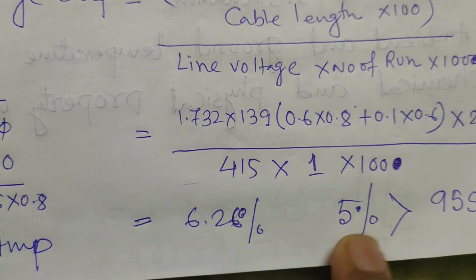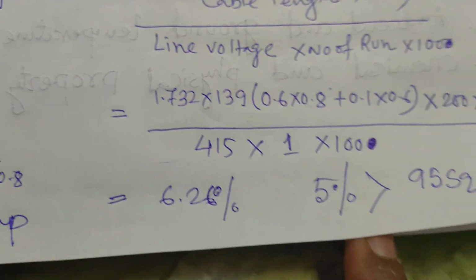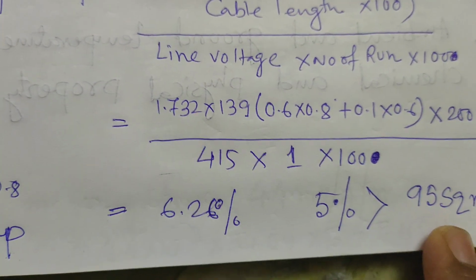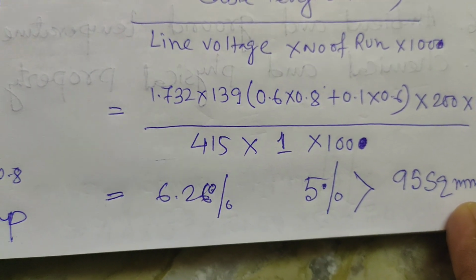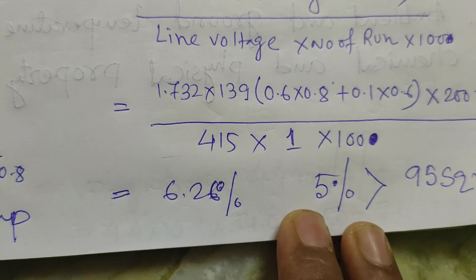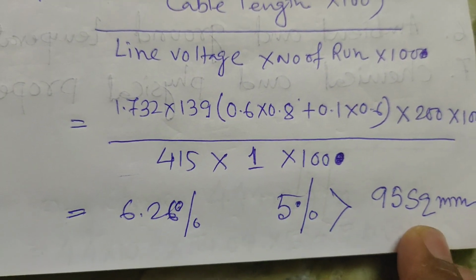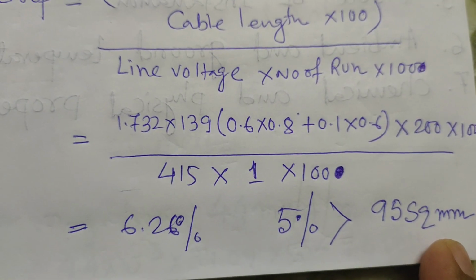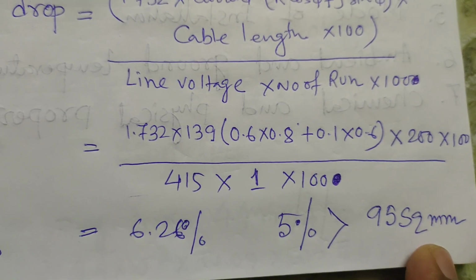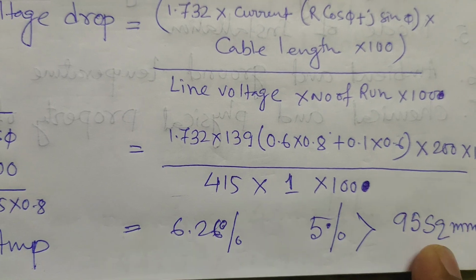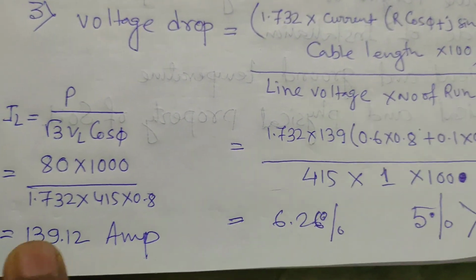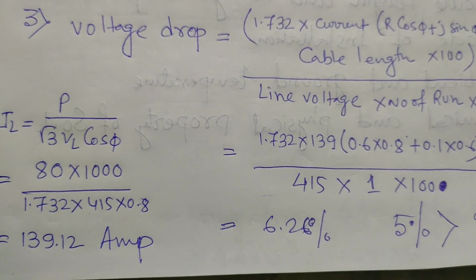If the voltage drop is 5% or greater than 5%, then we have to use the 95 square mm cable. If we consider the 70 square mm cable, it will not be suitable. So we have to go with the 95 square mm cable for suitability and for flowing this amount of current in the three-phase system.